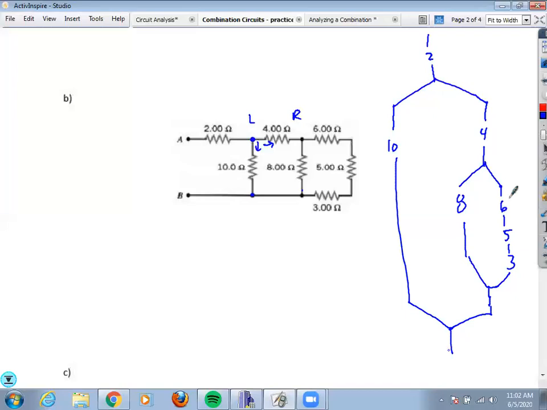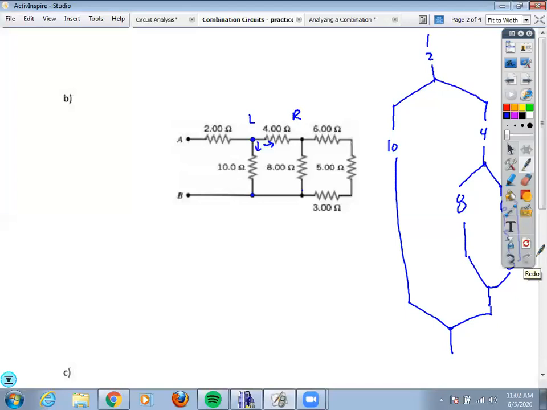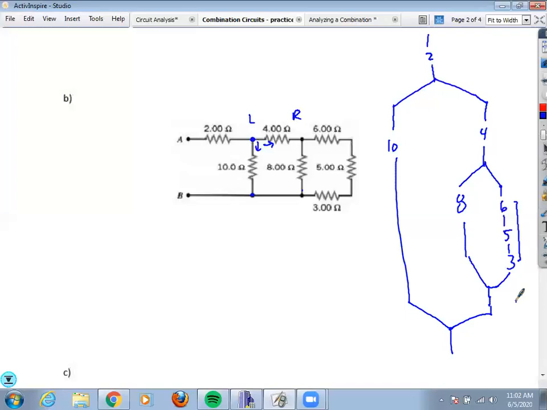So what we're going to do is add these 3 in series, find this in parallel, add it in series with the 4, and then add that in parallel with the 10, and then add it in series with the 2. So we'll do this step by step. So the 6 and the 5 and the 3 added up is 14 ohms.